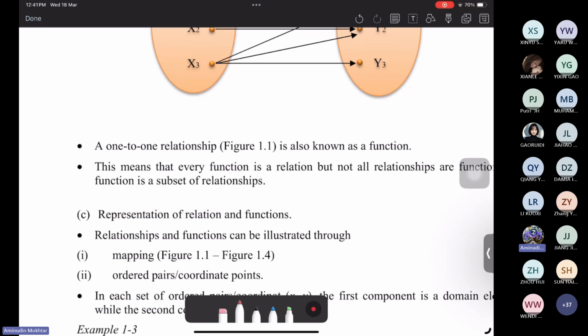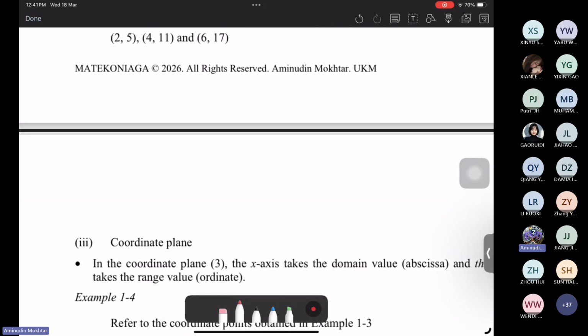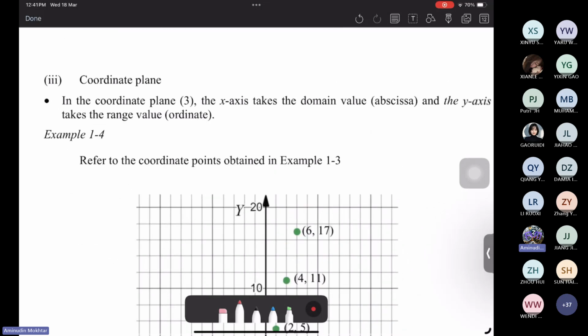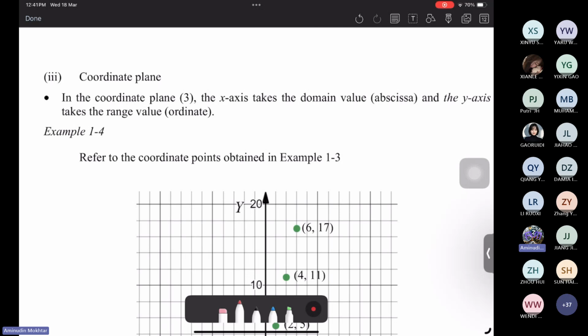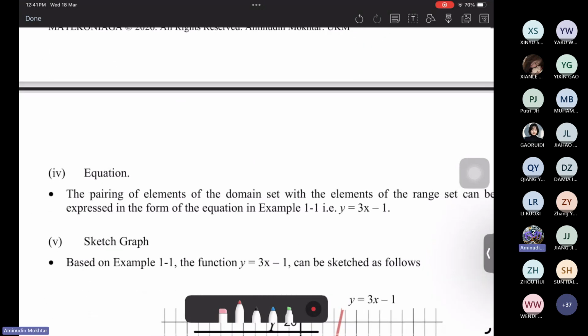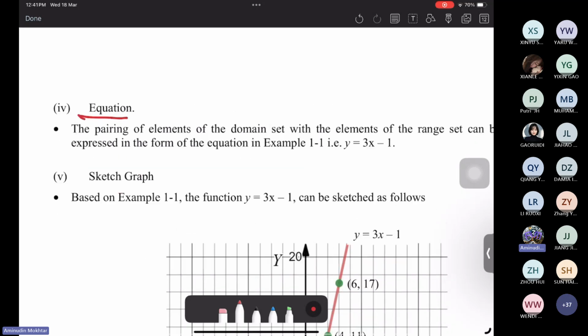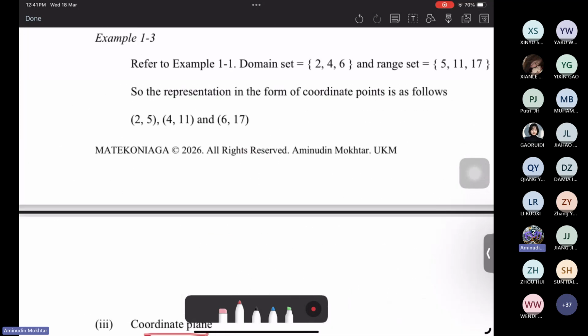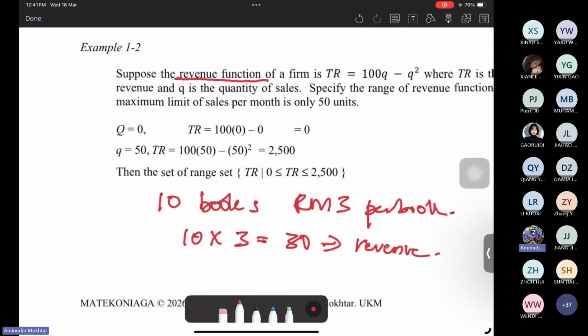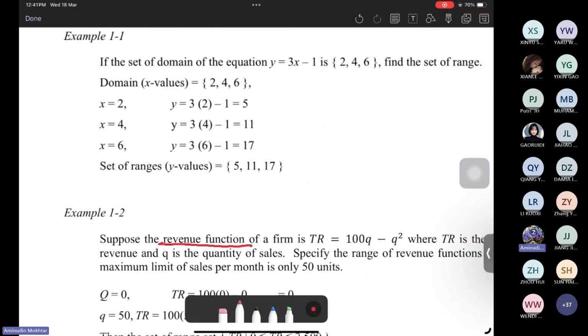Okay, the next part is how to represent this relationship, this function. How to represent? Because any relationship, any function can be represented in terms of coordinate plane, and then we have equation or sketch the graph. Okay, let's look. What is a coordinate plane? Coordinate plane is a titik coordinate. In bahasa, maybe you can say it's a titik coordinate.